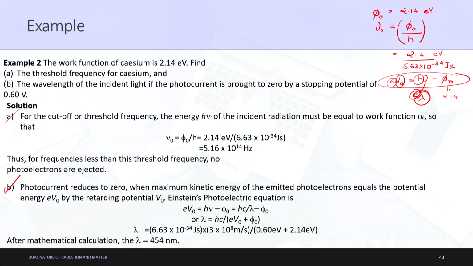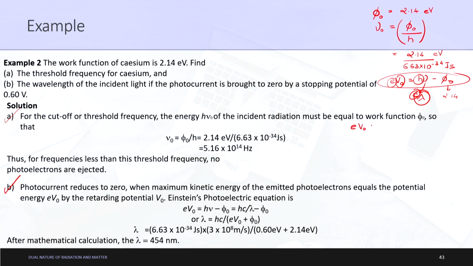So photocurrent reduces to 0 when the maximum kinetic energy of the emitted photoelectrons equals the potential energy eV naught, given by the retarding potential V naught. Einstein's photoelectric equation is already written here, they just change this. I will try to make you understand what is happening here.